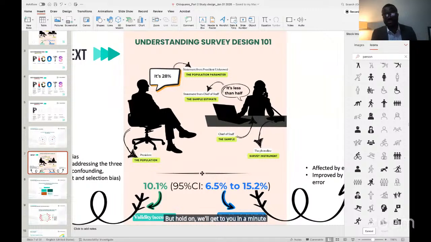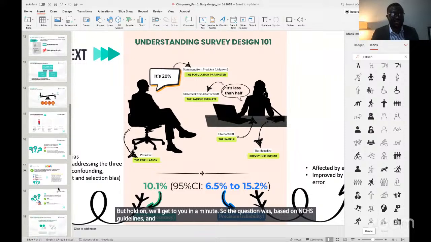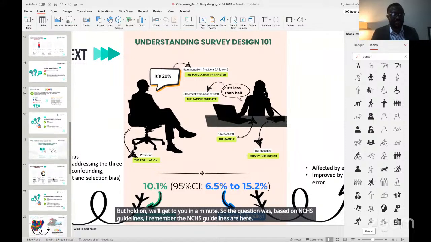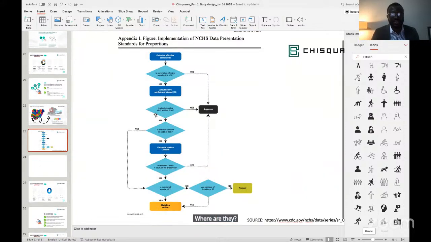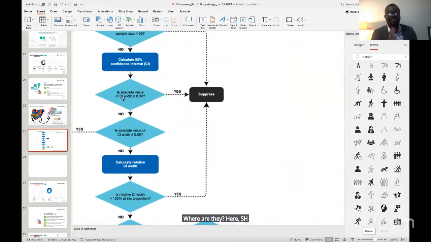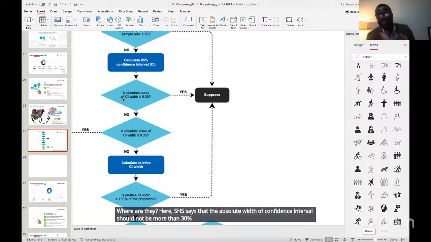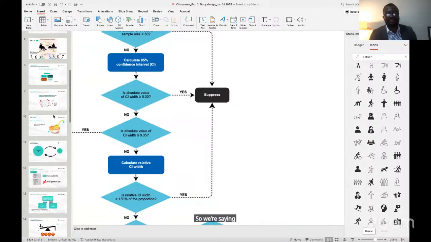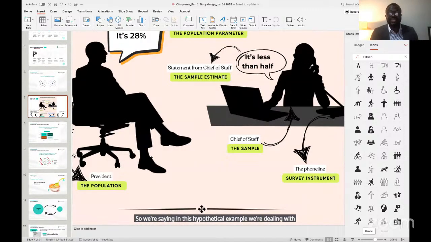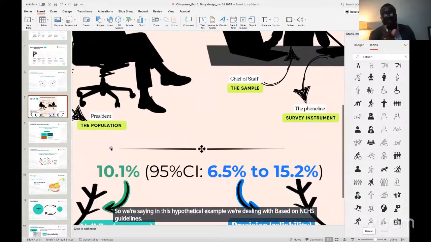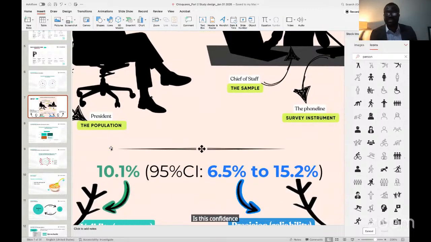So the question was based on the NCHS guidelines, and remember the NCHS guidelines are here. NCHS says that the absolute width of the confidence interval should not be more than 30%, or expressed as a proportion, 0.3. So in this hypothetical example, based on NCHS guidelines, is this confidence interval precise or not precise? It's a simple question. We want somebody to answer it and give us why they answered that way.